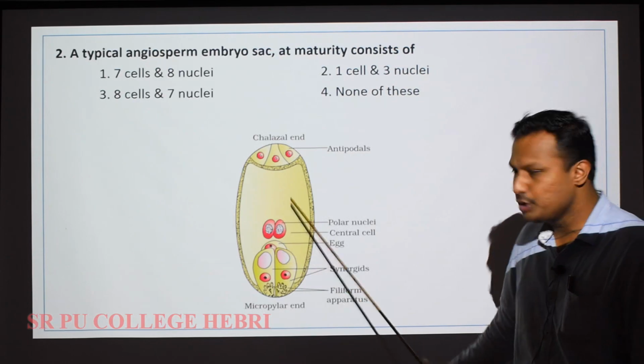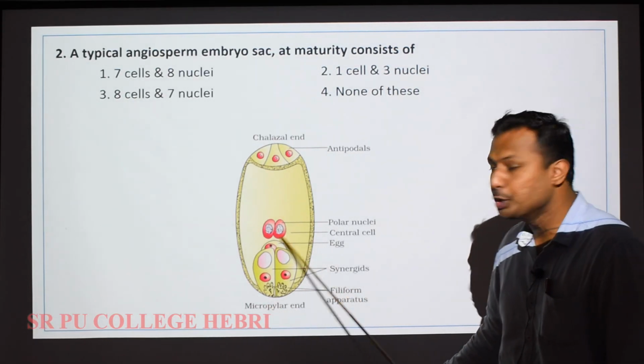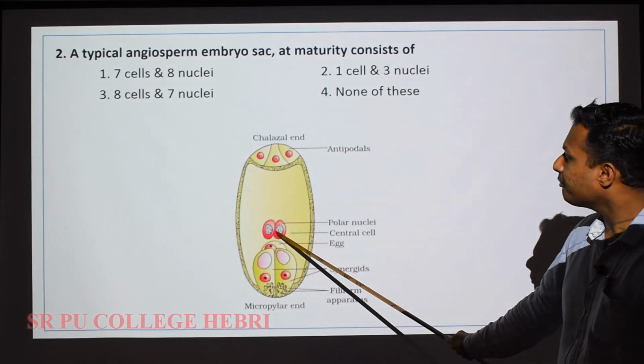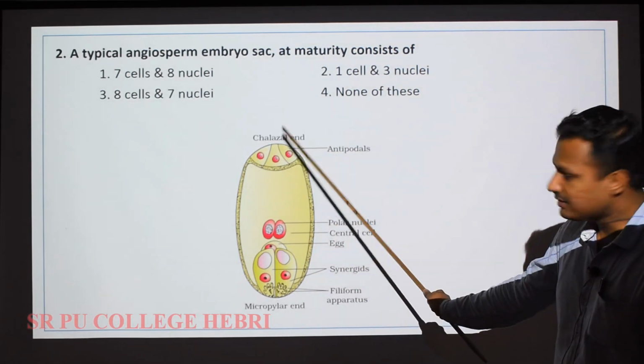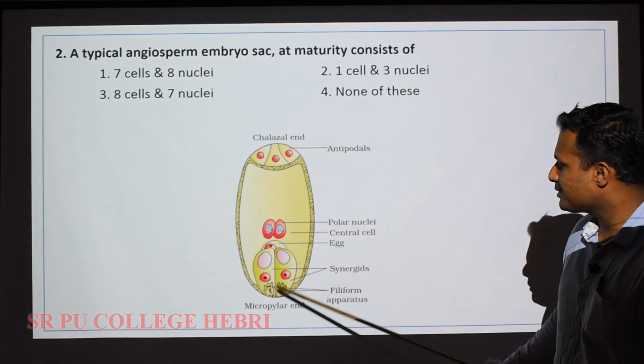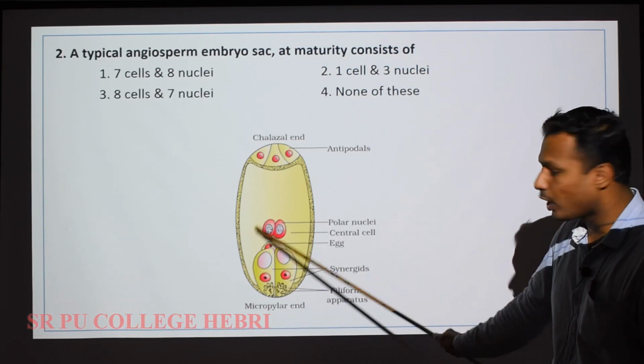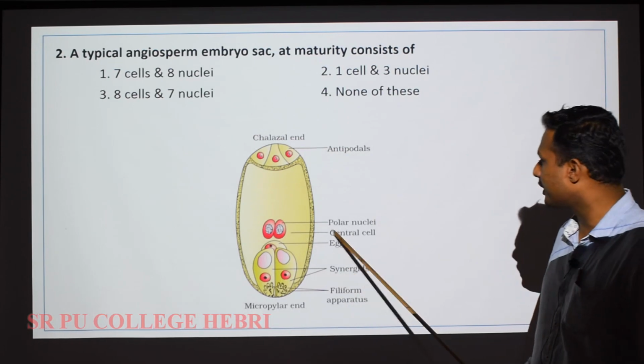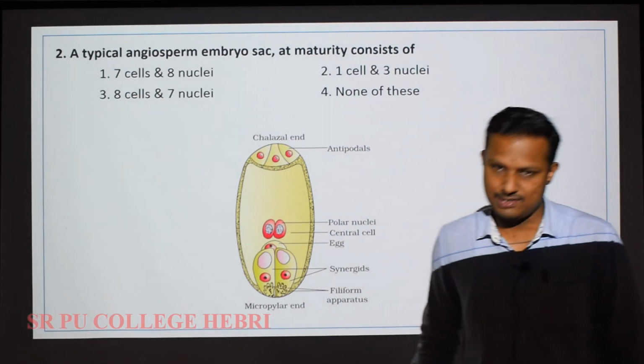In the central cell there are 2 nuclei, and these 2 nuclei are called polar nuclei because one nucleus comes from this pole and the other nucleus comes from the other pole. That is why they are called polar nuclei, and this cell consisting of 2 polar nuclei will be called the central cell.